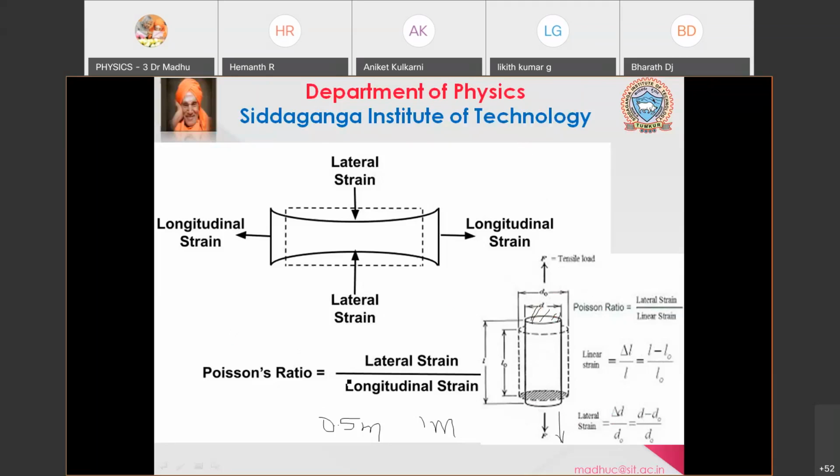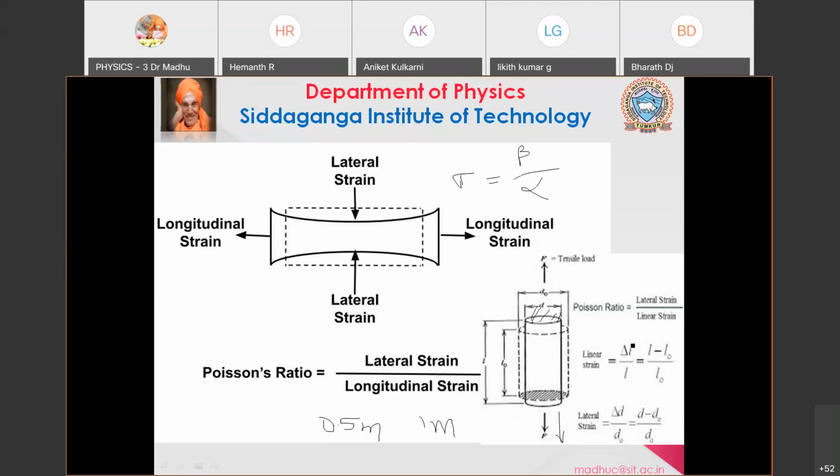It is the ratio of lateral strain by longitudinal strain, which is change in diameter to the original diameter, divided by change in length to original length. Then it becomes your Poisson's ratio, which we call sigma. Sigma is beta by alpha, where beta is your lateral strain and alpha is your longitudinal strain. We'll come back to this again.